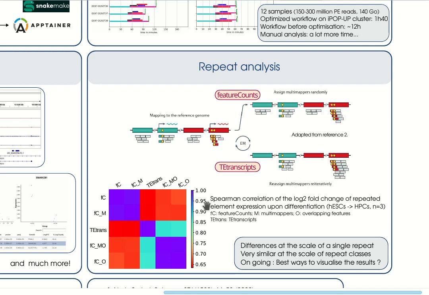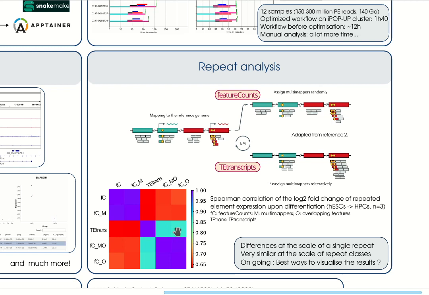Here is the correlation of repeat expression differences found in a dataset from human embryonic stem cells before and after in vitro differentiation. And you can see the two methods with different parameters. We can see that assigning randomly multi-mappers or discarding them does not affect a lot the differential expression analysis. On the contrary, keeping the reads overlapping two or more features makes a huge difference, and this is necessary to get results with featureCounts that are close to the ones obtained with the TEtranscripts method.